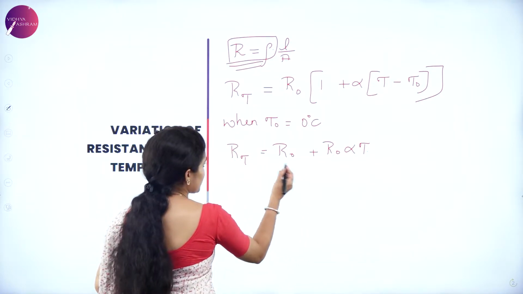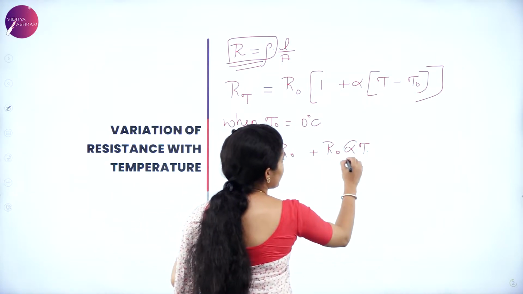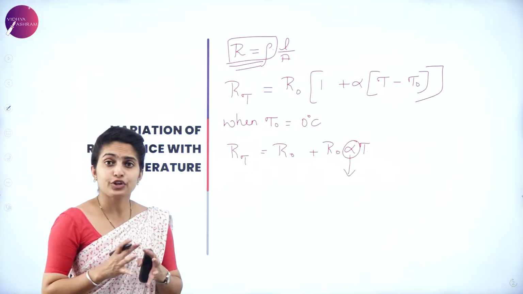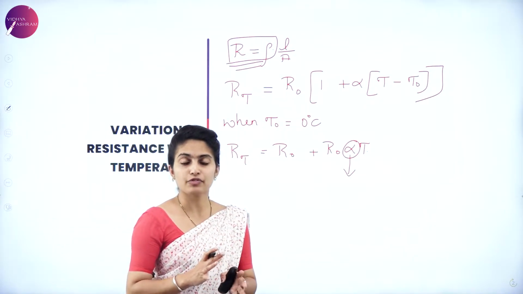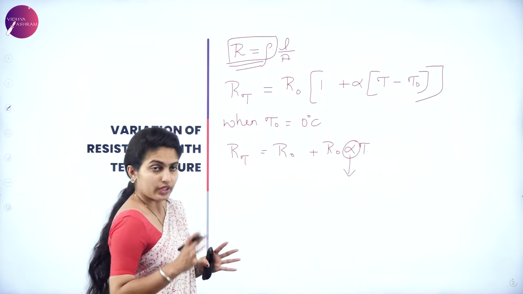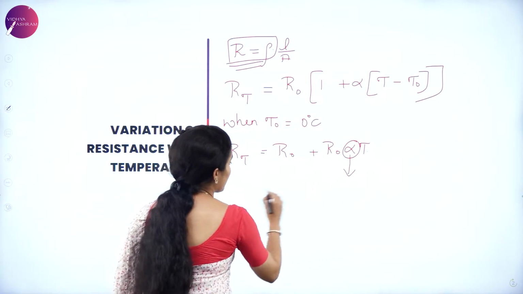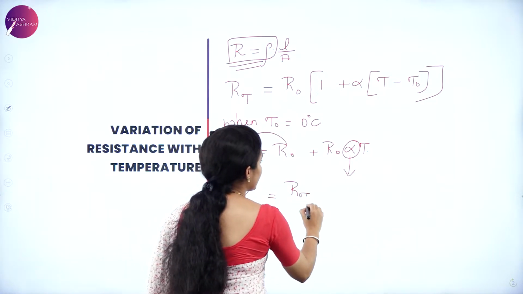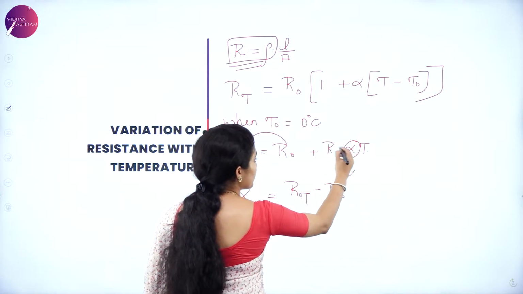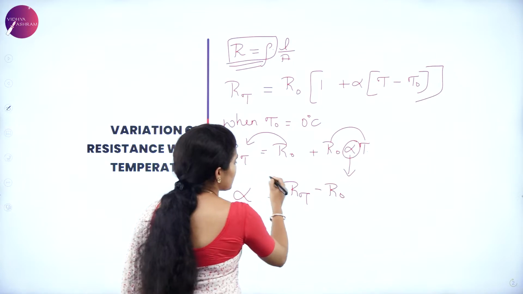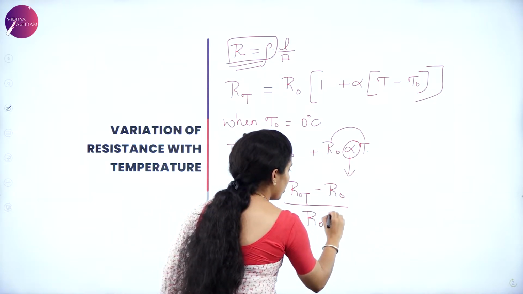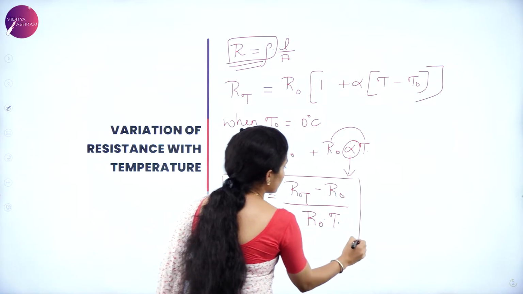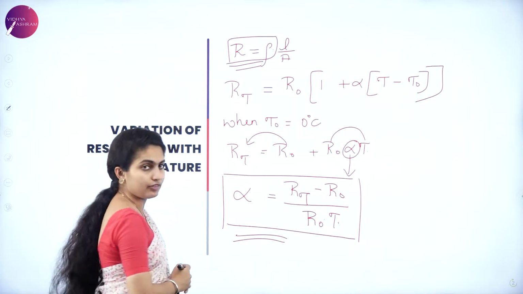What is the next step? We want the temperature coefficient of resistivity, which at a certain temperature of a metallic conductor has to be known. So we keep R naught alpha T on one side, and the rest goes to the other side. It becomes RT minus R naught, and R naught into T goes to the denominator. So alpha equals (RT minus R naught) divided by (R naught into T), where T is the temperature. This is the way of finding the coefficient of resistivity formula.